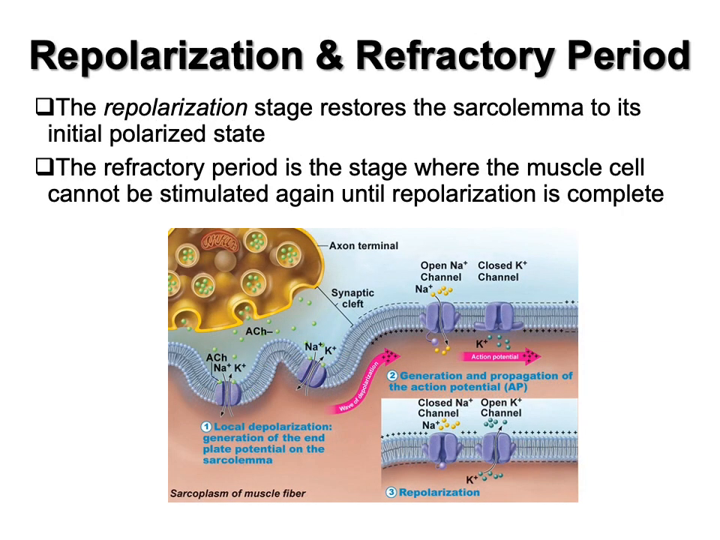Just like neurons, muscle cells have a repolarization and a refractory period. The repolarization stage is going to restore the sarcolemma to its initial polarized state, to its resting membrane potential, actually. The refractory period is the period of time where the muscle cell cannot be stimulated again until it's completely repolarized.